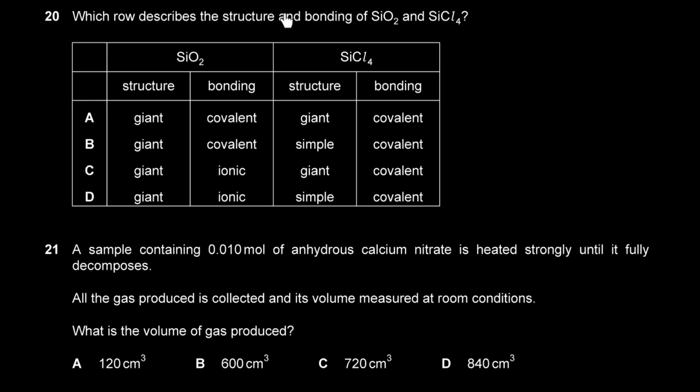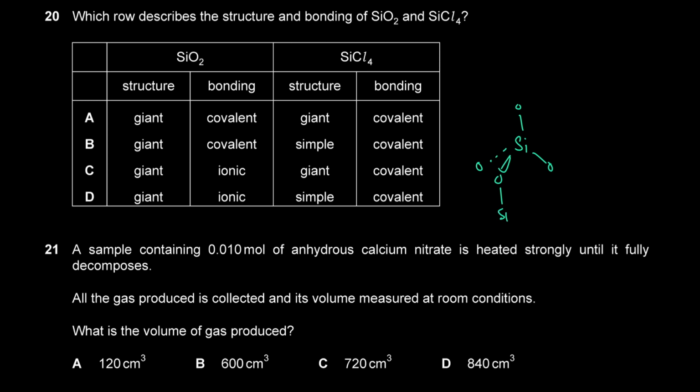Which row describes the structure and bonding of silicon 4 oxide and silicon tetrachloride, or silicon 4 chloride? Now, silicon 4 oxide has a giant covalent structure or a macromolecular structure similar to that of diamond, right? Each silicon atom is tetrahedrally bonded to 4 oxygens, and each oxygen is bonded to 2 silicons in that structure. I'll also draw part of the structure over here. This is what the structure of silicon 4 oxide looks like.